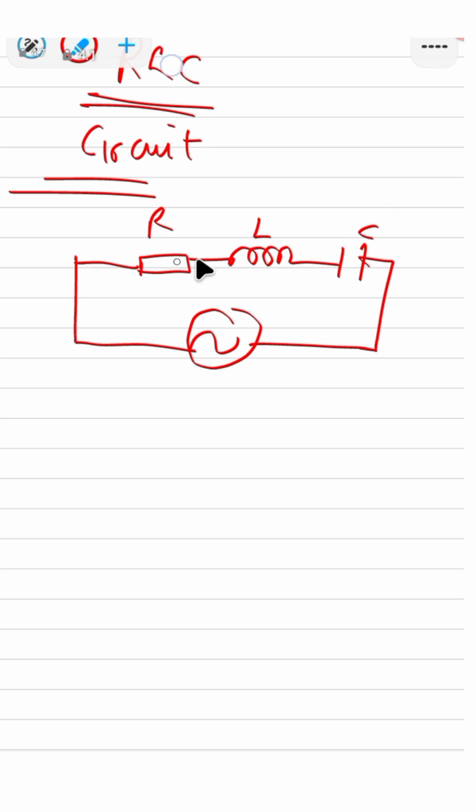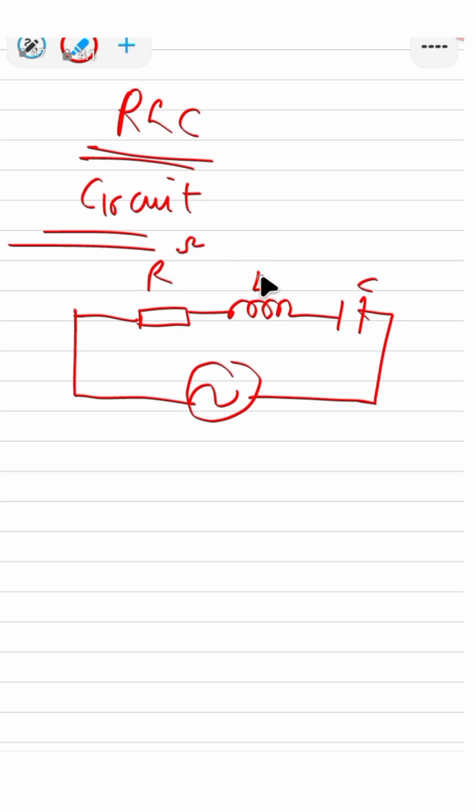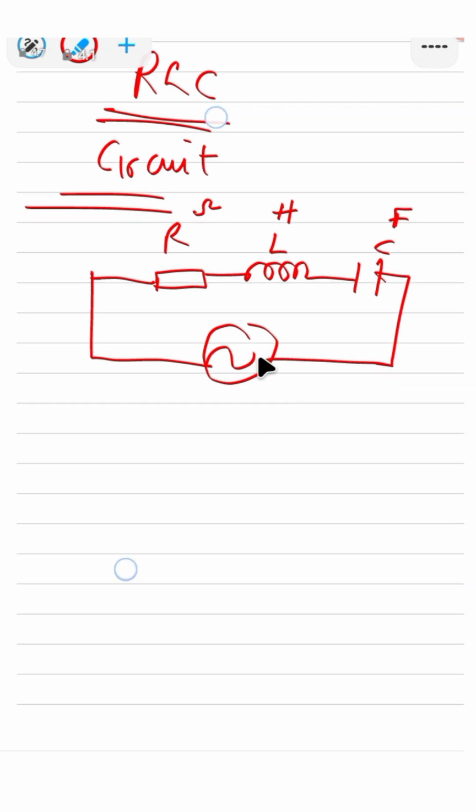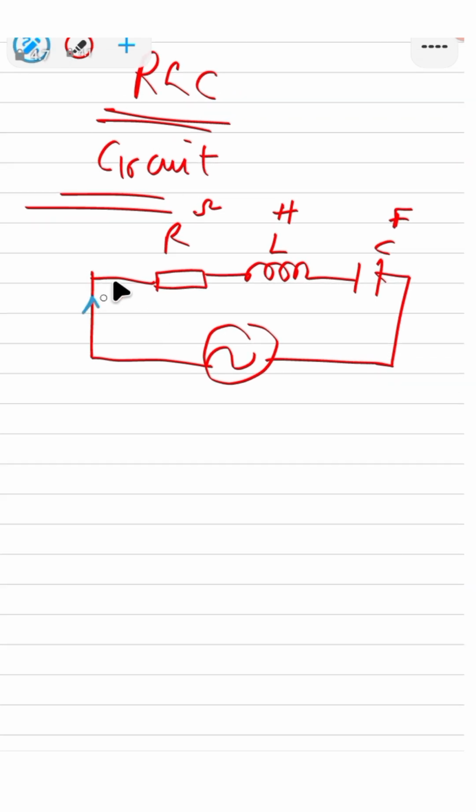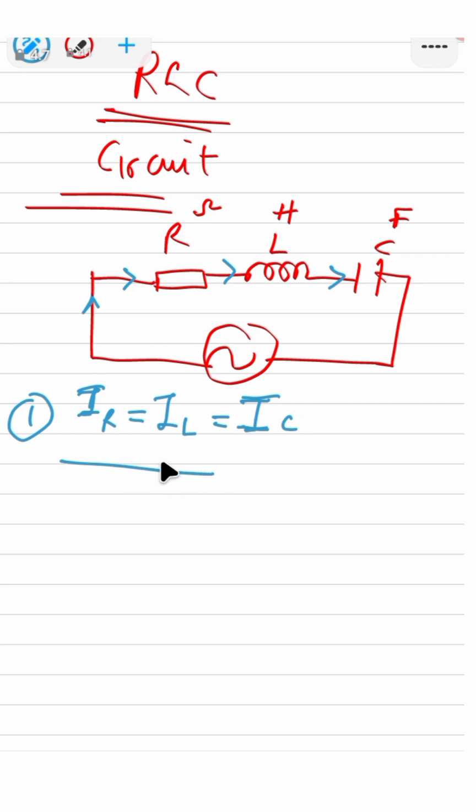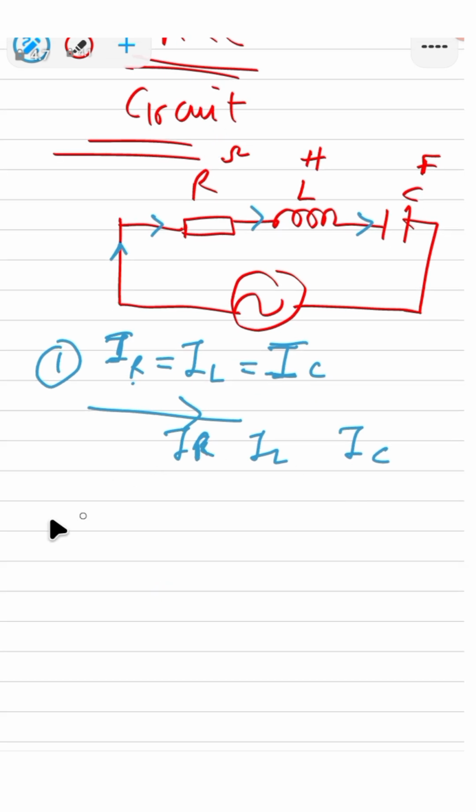So take note: the unit of resistance is ohms, the unit of inductance is Henry, the unit of capacitance is farad. If you notice something, it's the same current that will flow through all of them. So that means number one, IR, current through resistor, will be equal to IL, current through inductor, which will be equal to the current through capacitor. So the three of them, IR, IL, IC, are in phase. They're going the same direction, and they are also equal.